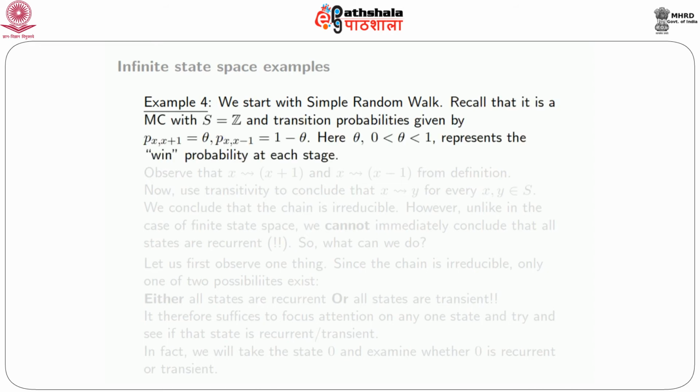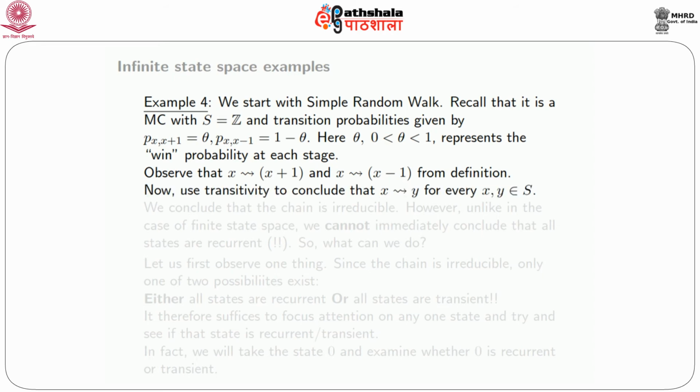So recall that it's a Markov chain whose state space is all integers, and the transition probabilities are given by p(x, x+1) is theta and p(x, x-1) is 1 minus theta. Here we assume that theta, which is a quantity strictly between 0 and 1, represents the win probability or the probability of heads at each stage. Of course, observe that x leads to x plus 1 and x leads to x minus 1 from the definition. Now, using transitivity, you can conclude that x leads to y for every x, y in S.